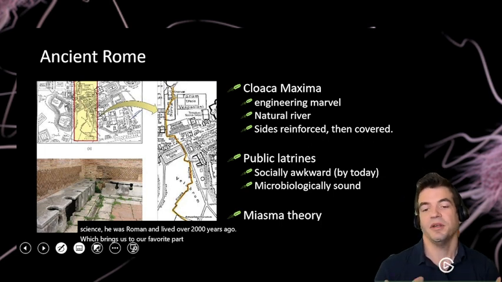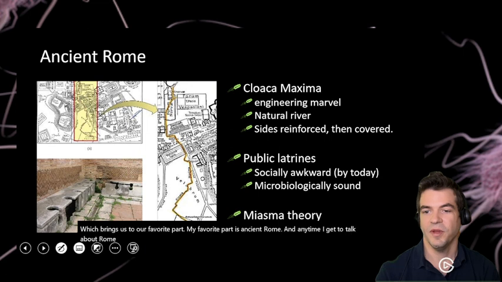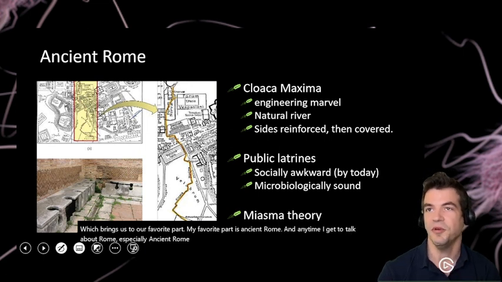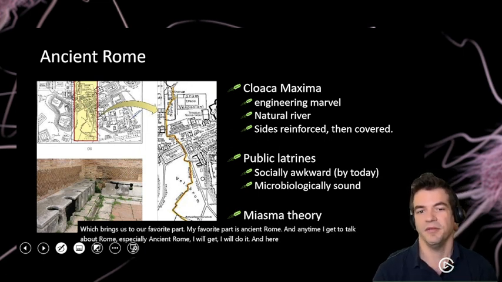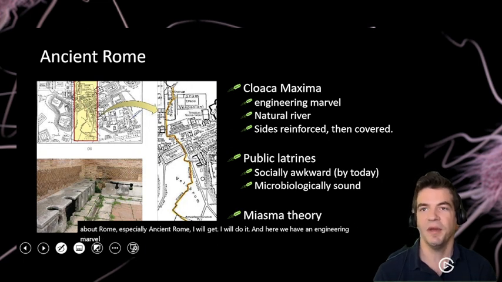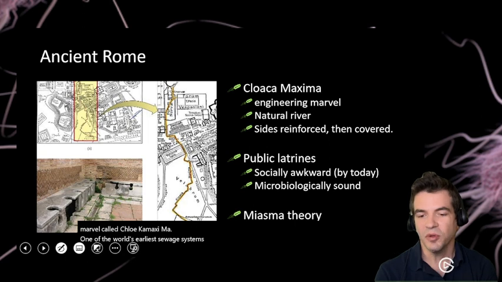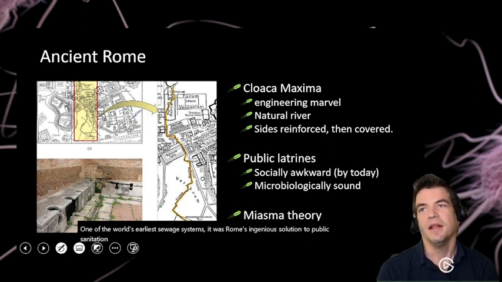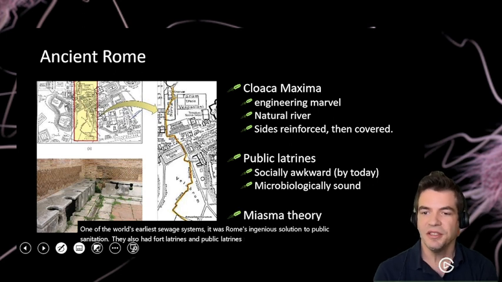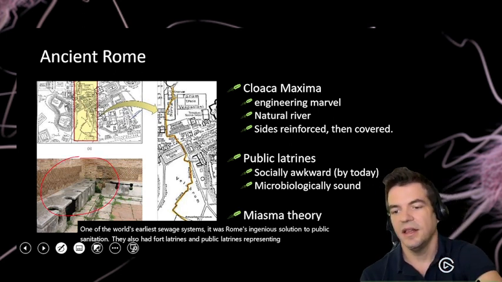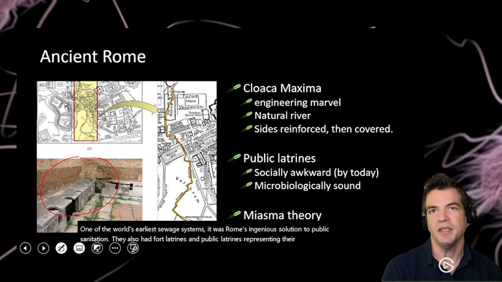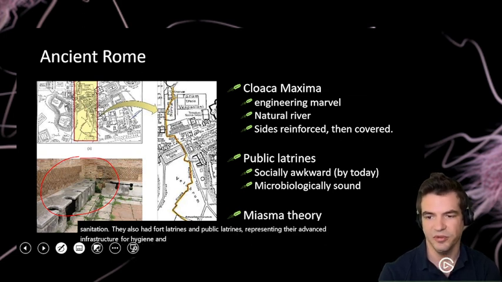My favorite part is ancient Rome, and anytime I get to talk about Rome, especially ancient Rome, I will do it. And here we have an engineering marvel called the Cloaca Maxima, one of the world's earliest sewage systems. It was Rome's ingenious solution to public sanitation. They also had fort latrines and public latrines representing their advanced infrastructure for hygiene and waste disposal.